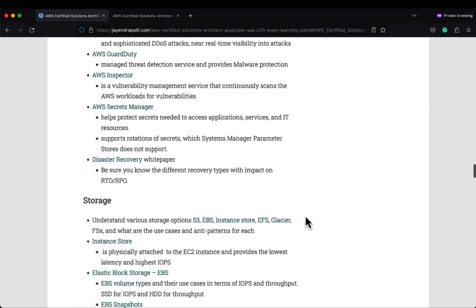GuardDuty provides managed threat detection service and provides malware protection. Amazon Inspector is a vulnerability management service that continuously scans the AWS workloads for vulnerabilities. AWS Secrets Manager helps protect secrets and supports automatic secret rotation for services like RDS, DocumentDB.